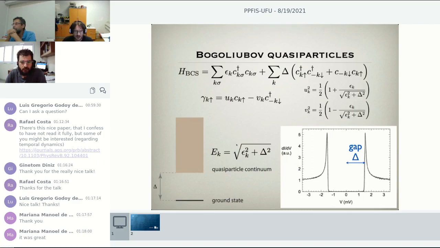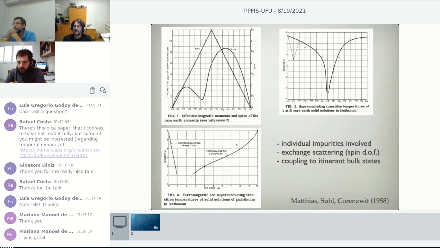Okay, and also very early after the discovery of superconductors, it was noticed that superconductivity and magnetism are in some sense antagonistic. And one manifestation of that was that if you take a superconducting material and you dope it with magnetic impurities, it's actually very easy to destroy superconductivity at very low doping levels.